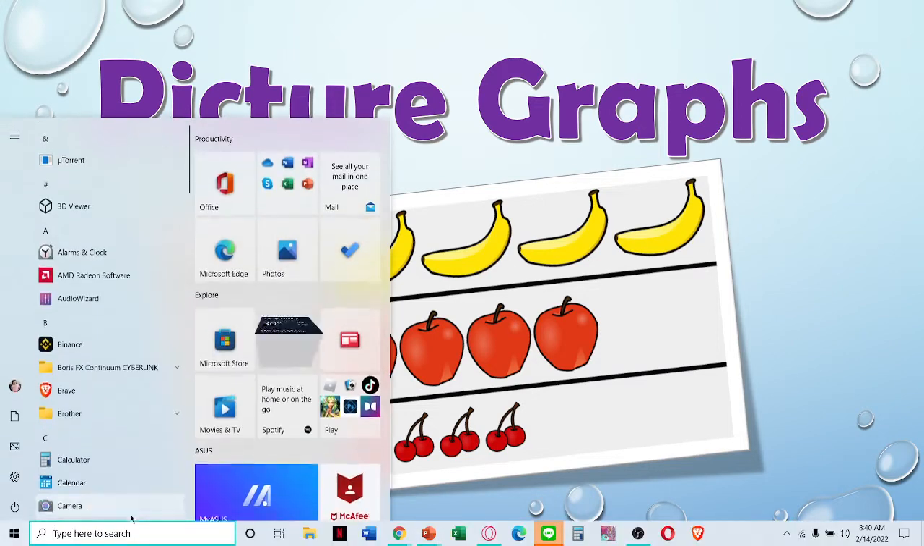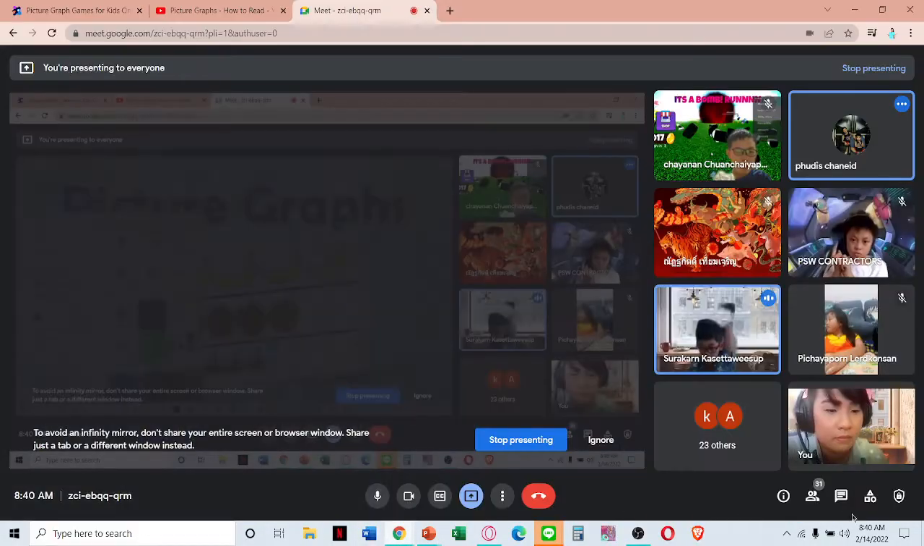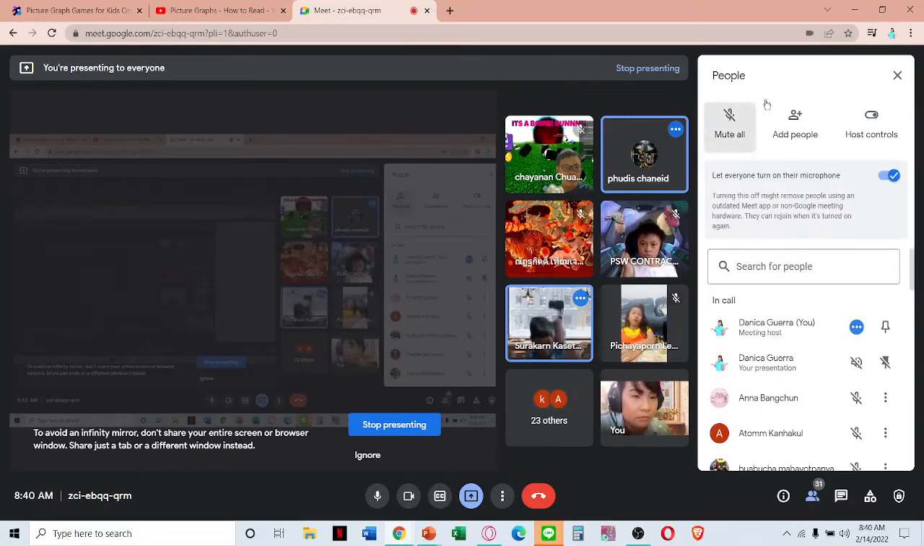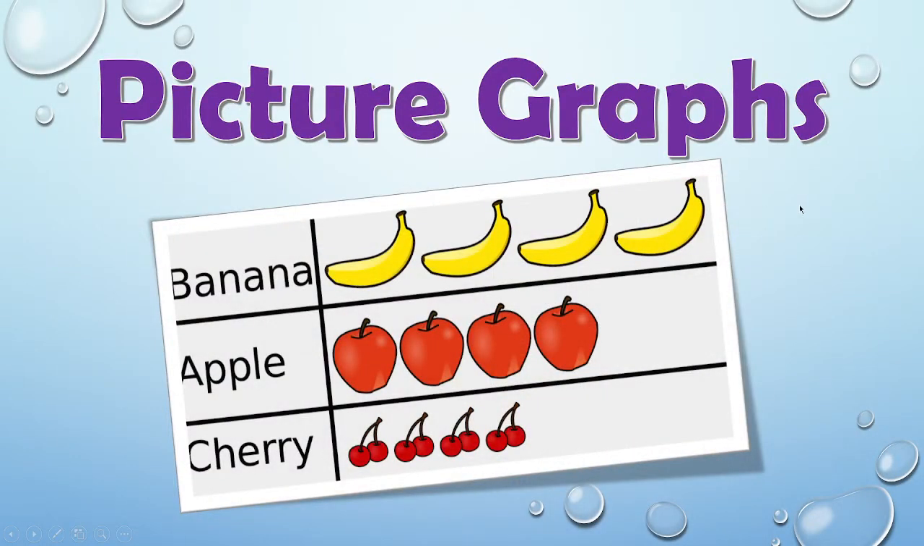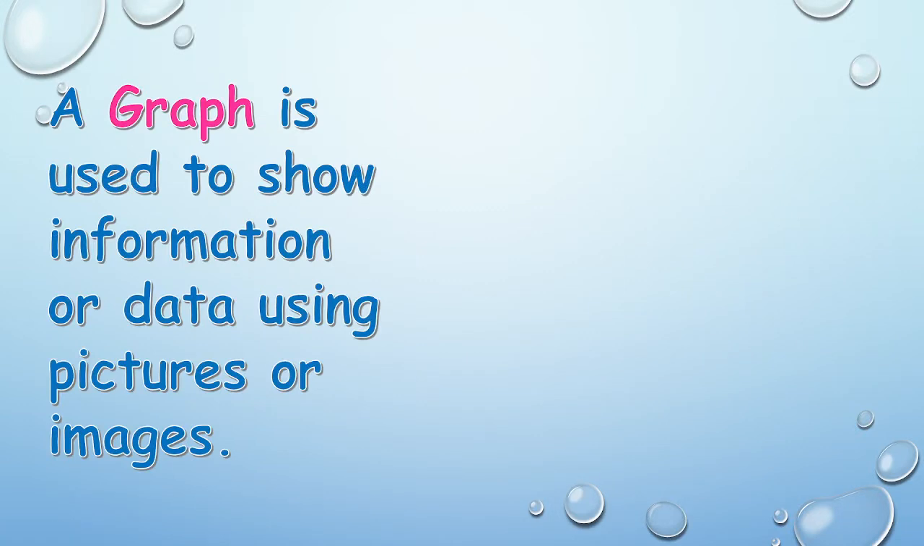Picture graphs, not picture market. Okay. Now, when you say picture graphs, what do we mean? First, what is a graph? A graph is used to show information or data. Sometimes people read this as data. Data or data, they are both correct. Maybe you will hear data or maybe data. A graph is used to show information or data using pictures or images.